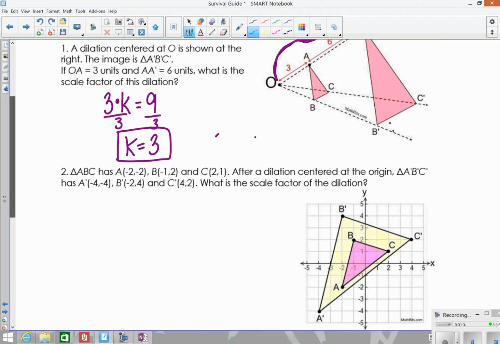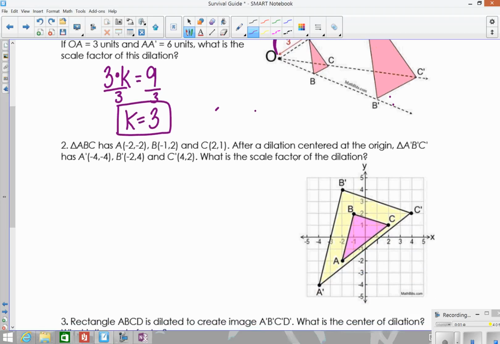Example number 2 says, you're given triangle ABC after dilation centered at the origin. Again, we know the starting place is at the origin, so at 0, 0. We want to determine what the scale factor of the dilation is. Again, you're going to start at the center of dilation and go to the original triangle, then go to the new triangle and decide what happened. What do we have to multiply by?